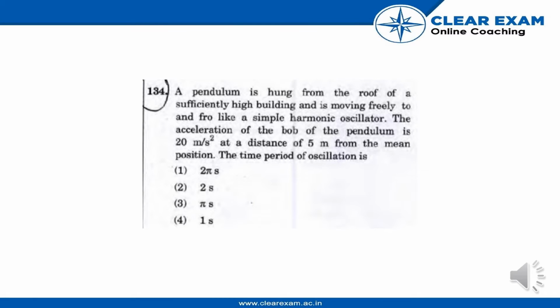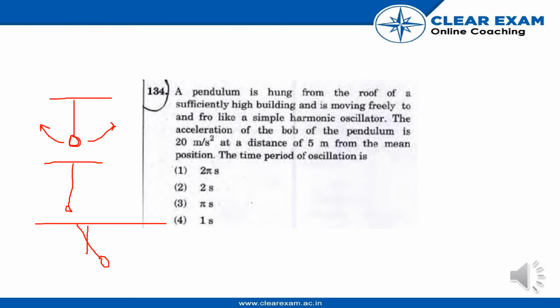So here one pendulum is hung from a roof. Let's just say this is the pendulum and it is hung from a roof and it is moving freely fro and back, like it is going this way as well as this way. It is a moving pendulum, moving back and forth.